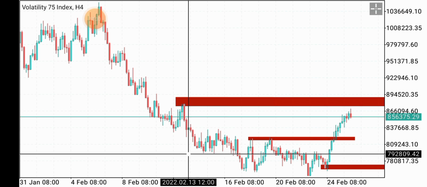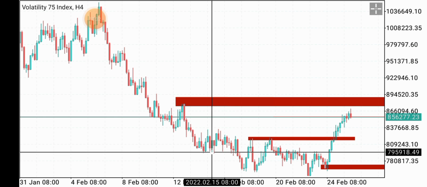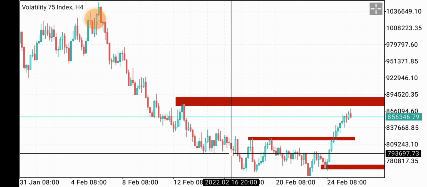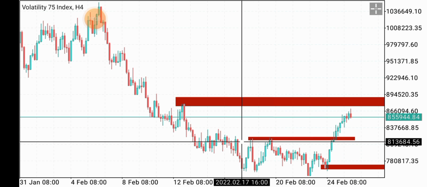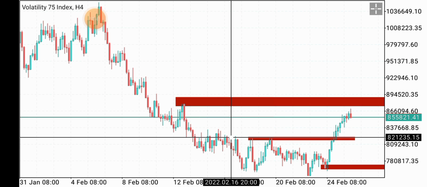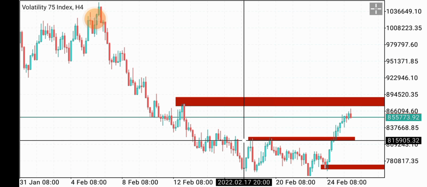So what happened here is that price now came back. After forming these lower lows, lower highs, lower lows, it came now, and then what happened is that it broke through this lower high. So it broke through the lower high.